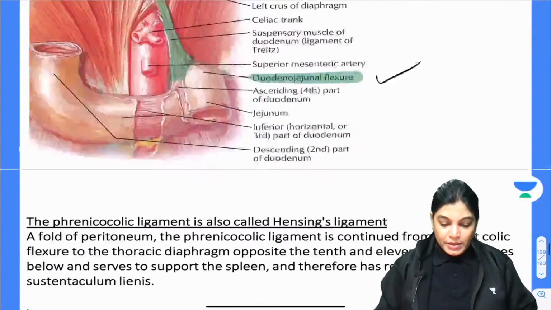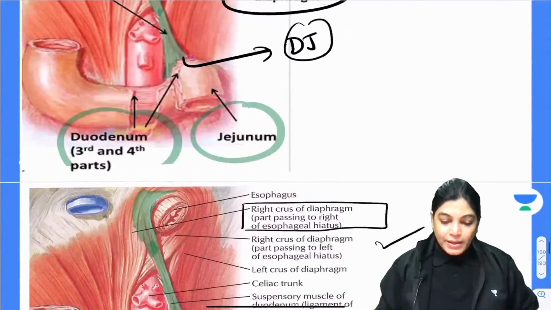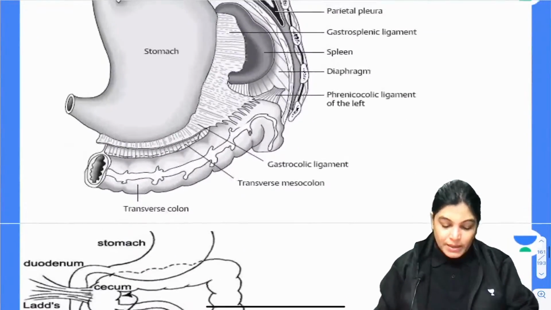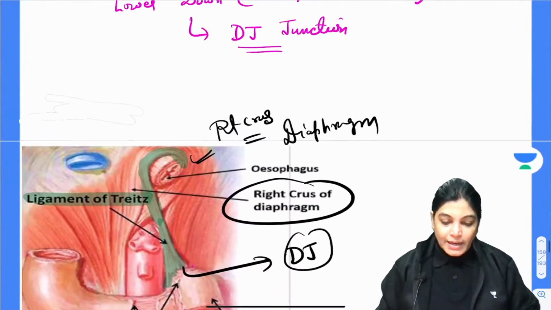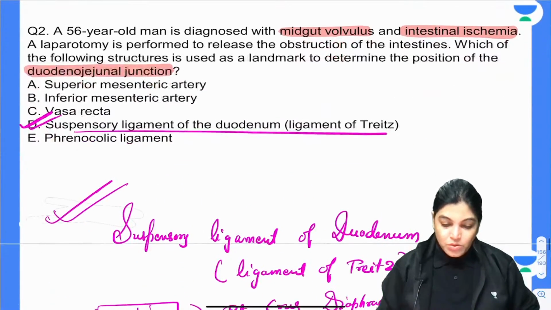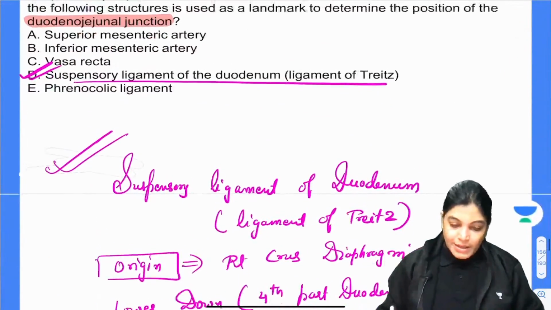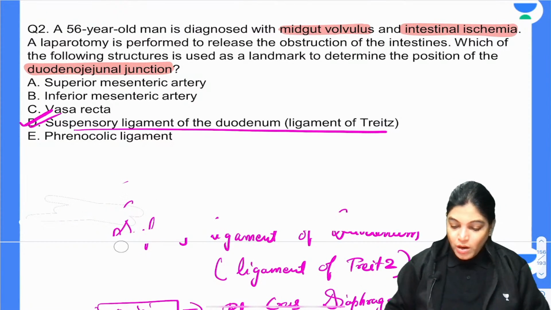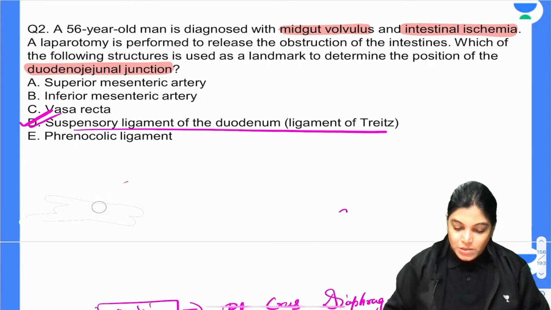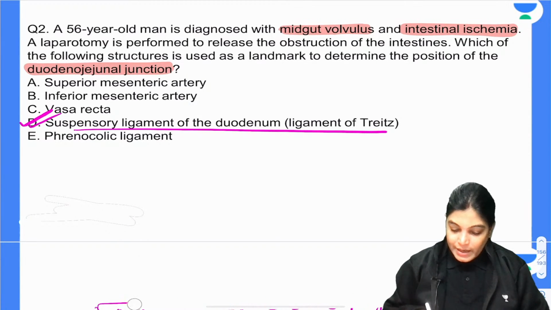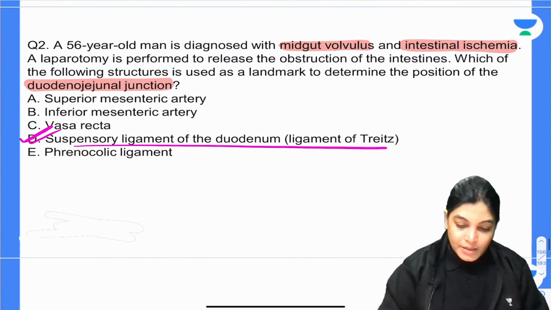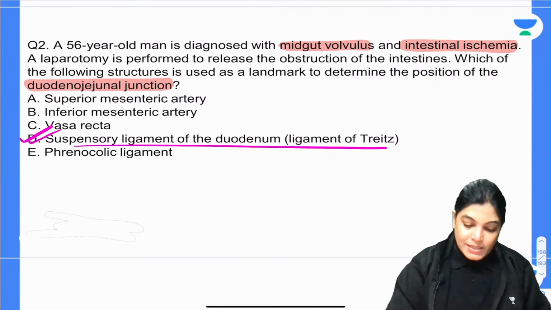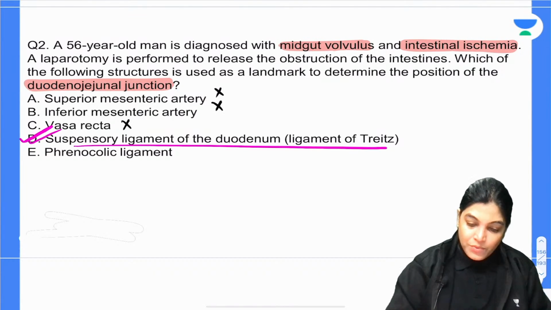Okay, so done with this. Now, I would like to talk about the Phrenicocolic ligament, and before that I would move on with the incorrect options. So, my dear aspirants, let's move on to the other options. We have already done the right answer and talked about the ligament of Treitz, but I want to briefly go over the incorrect options: superior mesenteric artery, inferior mesenteric artery and vasa recta.